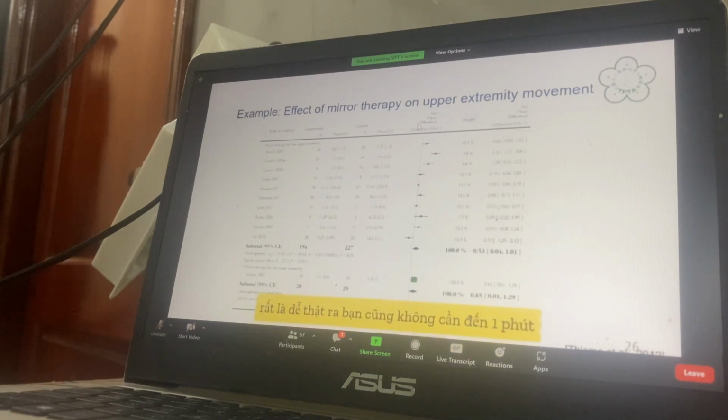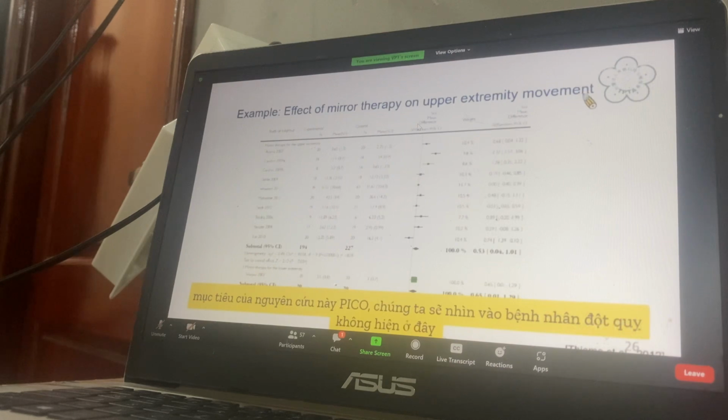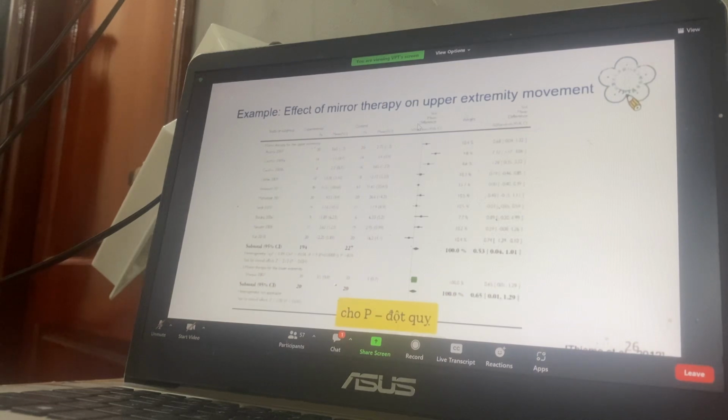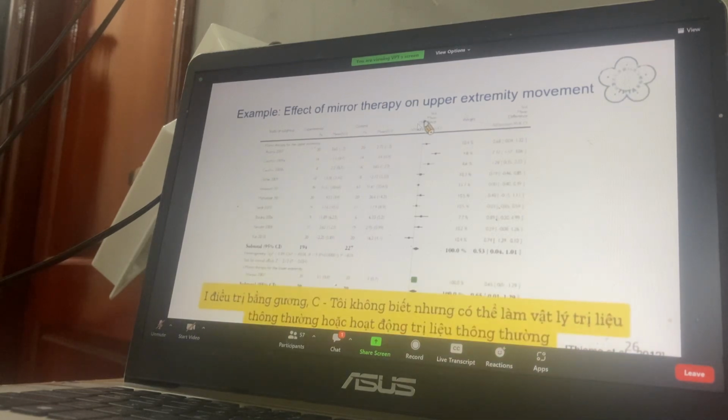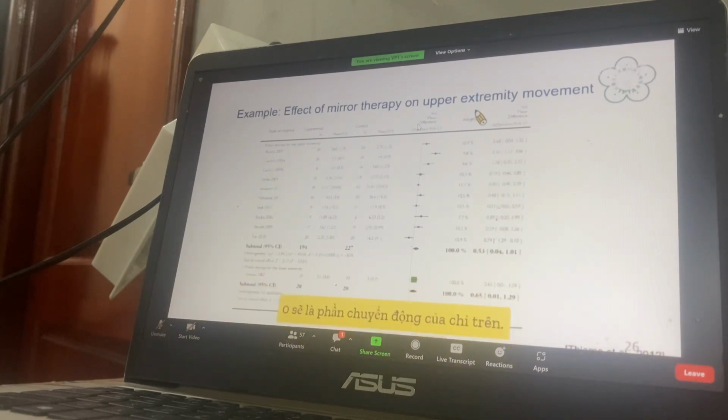Pretty easy, right? You don't actually need 1 minute, okay? Let me take you through this again. The goal of this study, PICO, I say it's going to look for stroke patients. It's not written here, but for P, it will be stroke. I, mirror therapy. C, I don't know, but probably conventional physical therapy or conventional occupational therapy. And then O would be upper extremity movement.